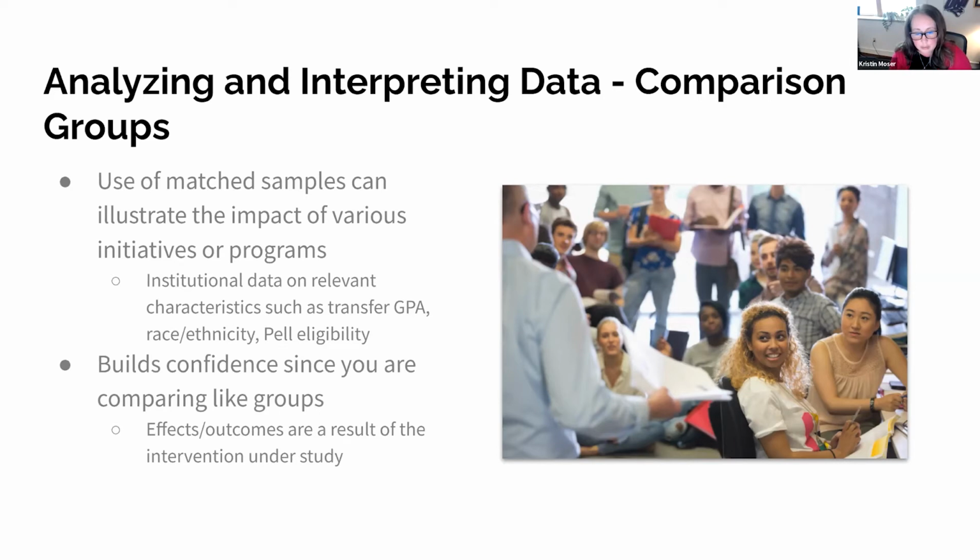What this does is build confidence that you can then look at the effects of, say, an intervention that you're doing and be confident in the outcomes of that intervention under study. You're confident that some of those intervening factors, some of those other things that could be impacting success, have been controlled for by matching these samples. And at that point, you can say, I really do have a good sense that because of my intervention, our transfer students do have a higher retention rate.